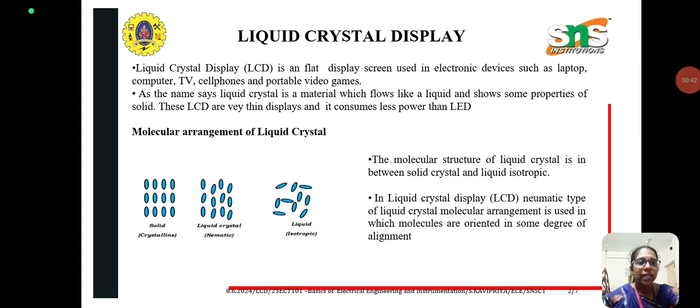Next, we're going to see the molecular arrangements of a liquid crystal. So the molecular structure of liquid crystal is in between a solid crystal and liquid isotropic. So in liquid crystal display, nematic type of liquid crystal molecular arrangement is used, in which the molecules are oriented in some degree of alignment.